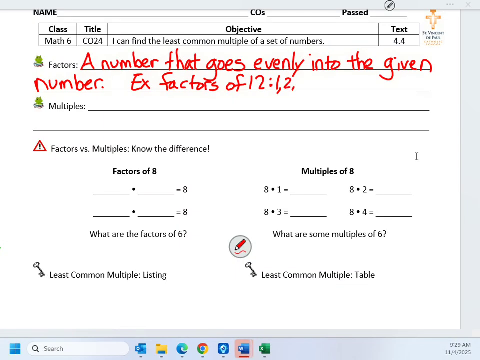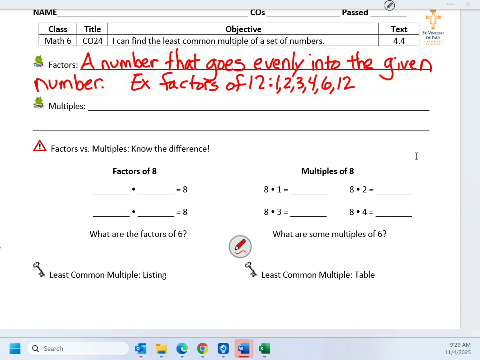Those numbers that are small that we multiply together to get up to that 12. 1 times 12, 2 times 6, 3 times 4. Those are the factors of 12. Those small numbers that we are multiplying together. Then we have multiples. Multiples, we're multiplying up.